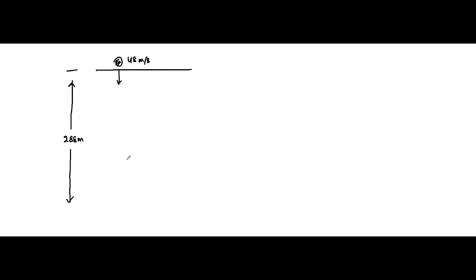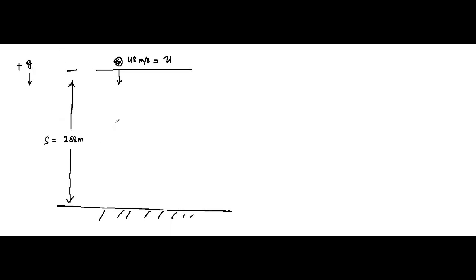So it will take certain time to cover this 288 meters until it reaches the ground here. For this journey, the initial velocity is 48 meters per second. The distance which it has to cover, s, is equal to 288 meters. And here the motion of the object is downwards. Acceleration due to gravity is also acting downwards, so it will be taken as positive.